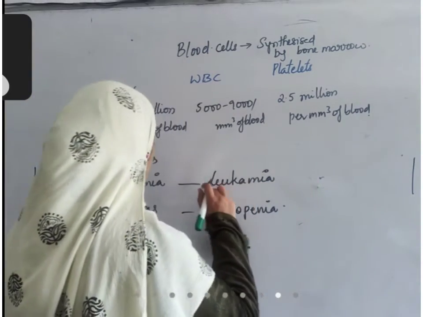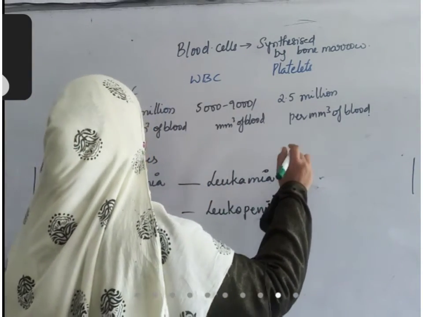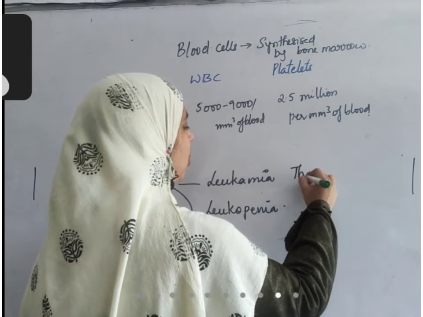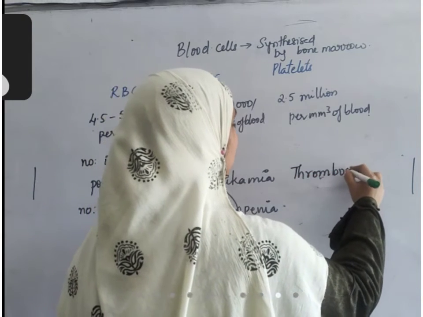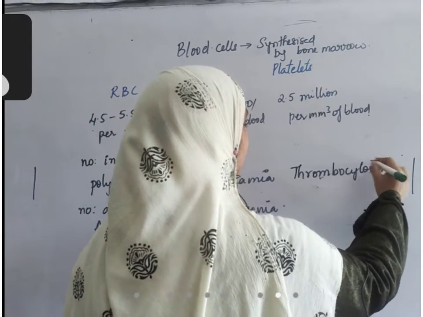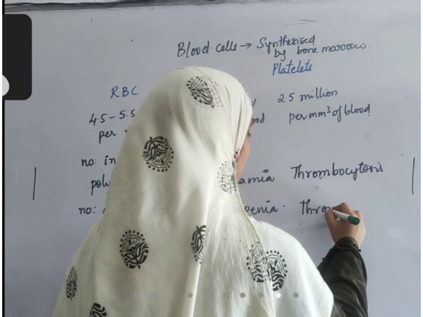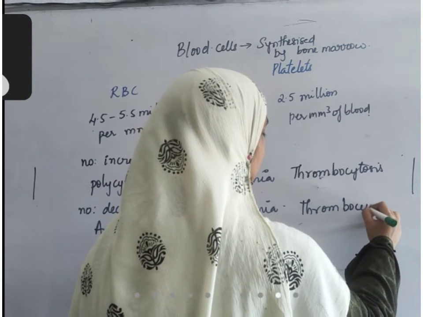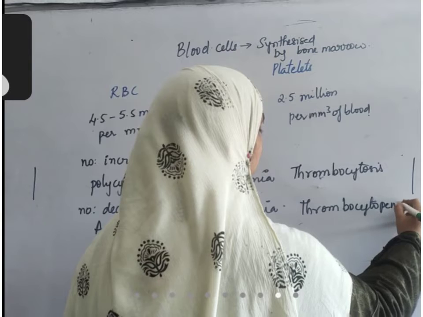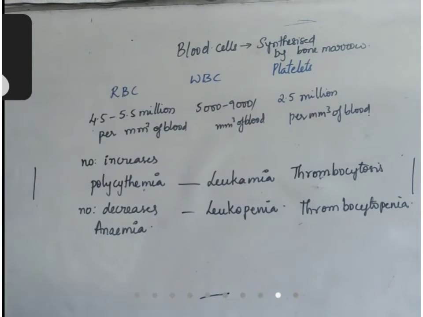If there are more thrombocytes, it is called thrombocytosis. If it is less, it is called thrombocytopenia. So that is about the differences between RBC, WBC and platelets.